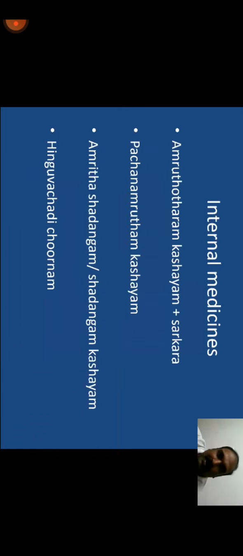That will give excellent results for cervical pain as well as some effect on radiculopathy. Not much effect on radiculopathy, but if you have cervical pain, myositis, conditions like that, excellent results. Fibromyalgia also can have good results. In internal medicines, you can use Amruthotharam, Pajana Amrutam. Hinguja is very good for pain.